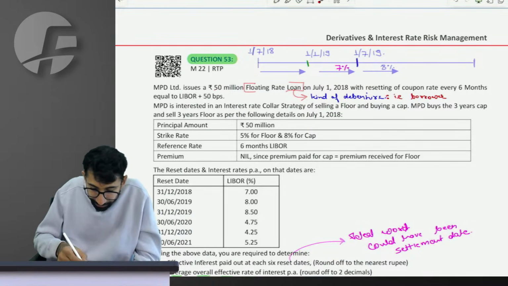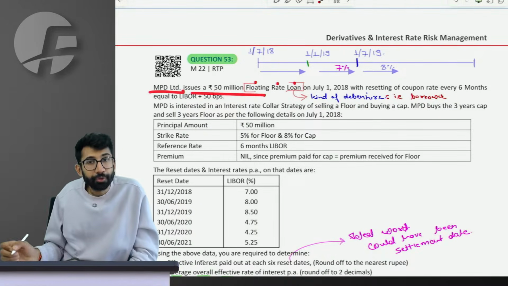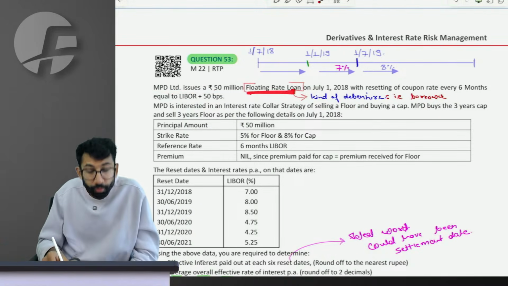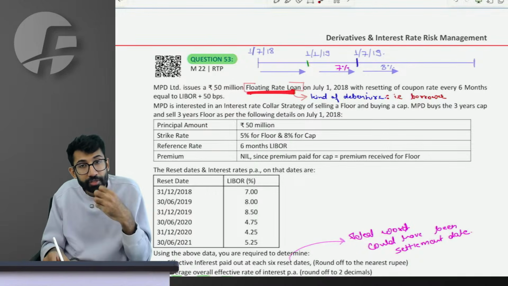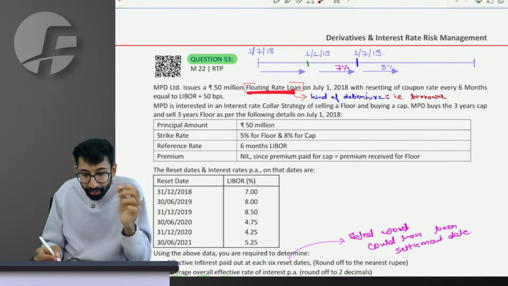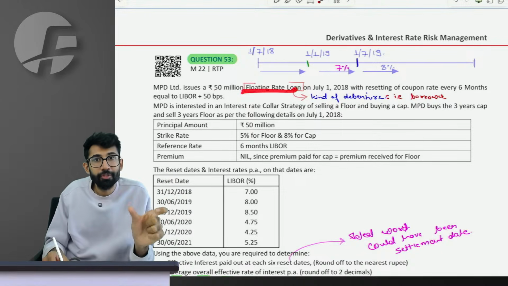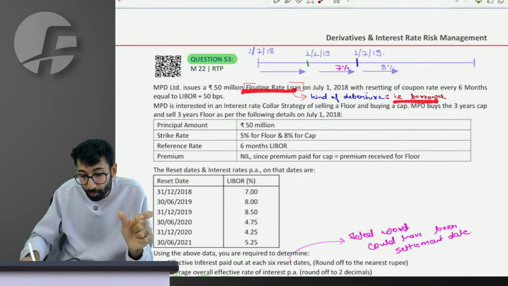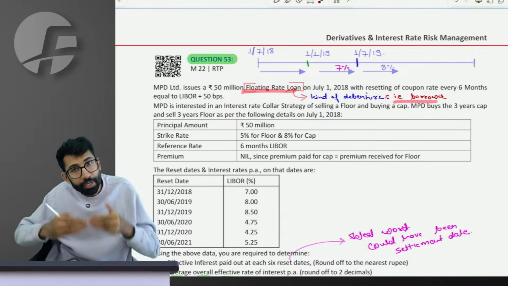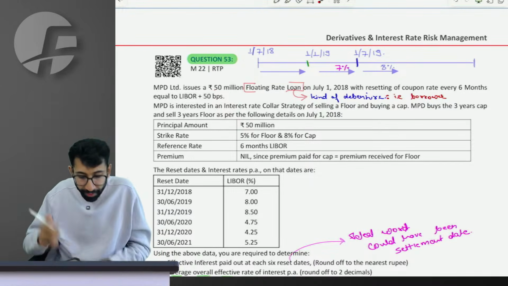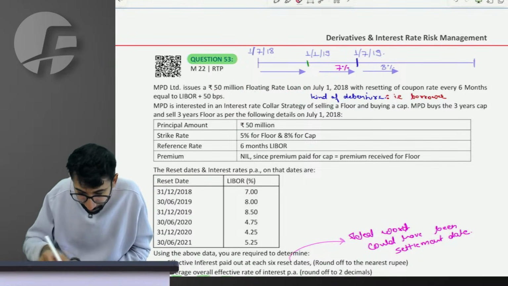Come on. MPD Limited issues a ₹50 floating rate loan. When you issue a loan, please don't consider yourself to be the bank issuing the loan. A floating rate loan is a type of instrument, a security, a debenture, also called a floating rate note. When you issue a debenture, you are actually borrowing. So think from the borrowing perspective.